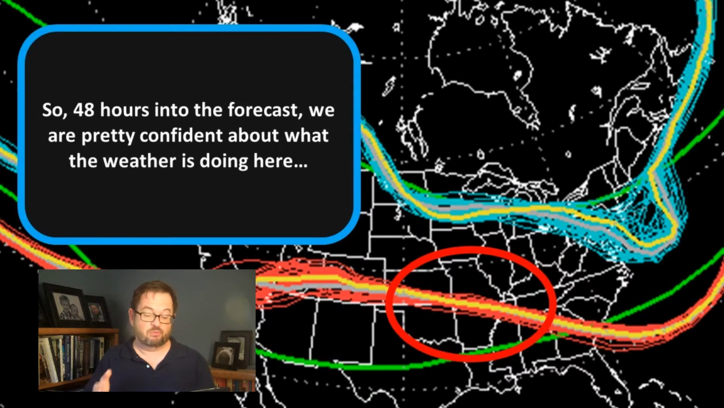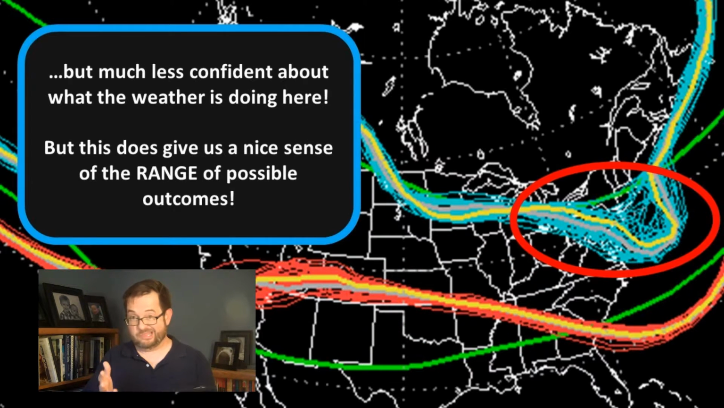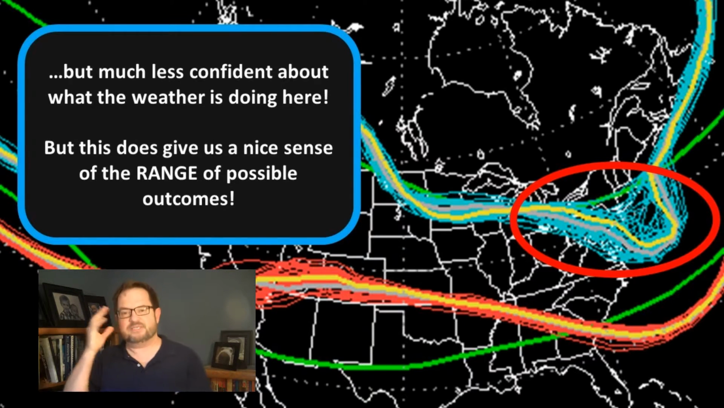So 48 hours later, we know that we are still pretty confident where these models have a lot of consensus inside of this red circle here. But we're a lot less confident about what the weather is doing inside of this red circle off the east coast of the United States. But on the other hand, the ensemble of models is giving us a sense of the range of possible answers. They're all in agreement that there is a trough, that kind of dip there in the jet stream. They just have a slight disagreement as to exactly where it's happening. Okay? It gives us a sense of the range of possible outcomes.